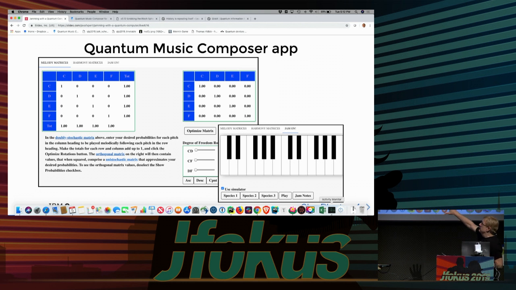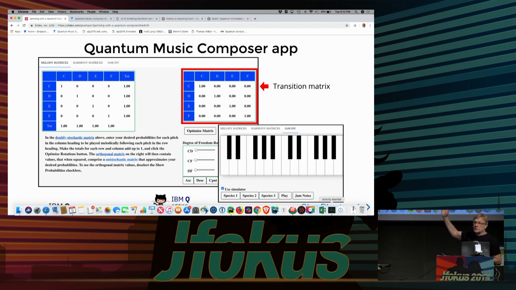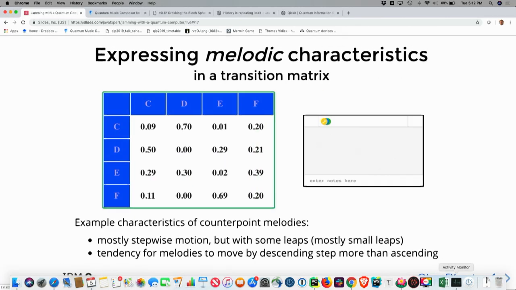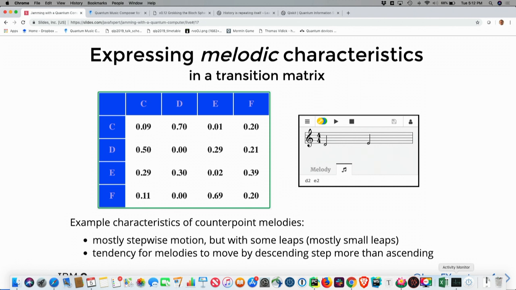So here's a screenshot of the application. And it's available in GitHub. It's open source, Apache 2 licensed. And the heart of the application is this transition matrix. And I'll zoom in on here. So one of the transition matrices can express melodic characteristics.